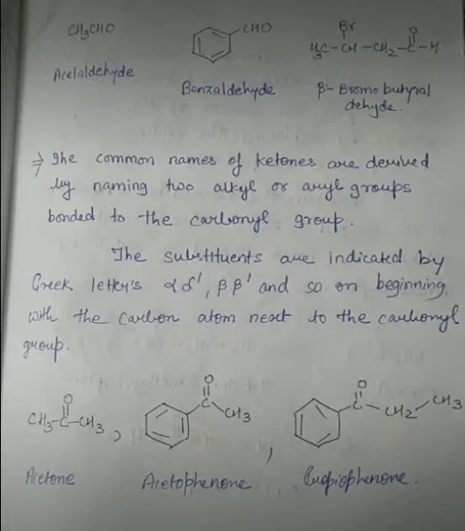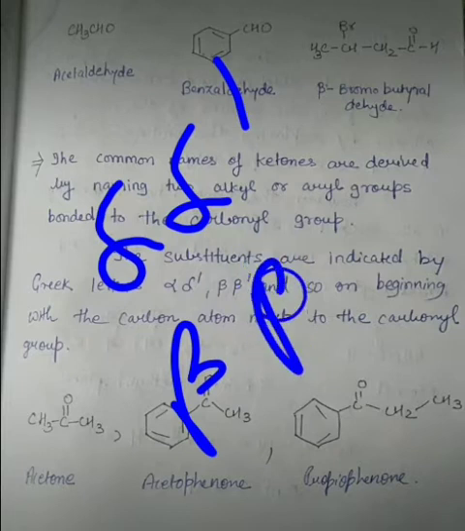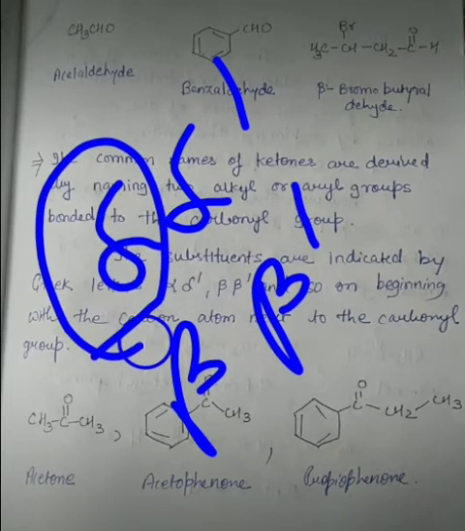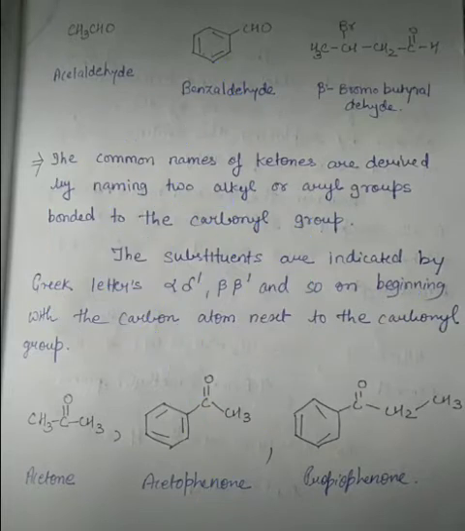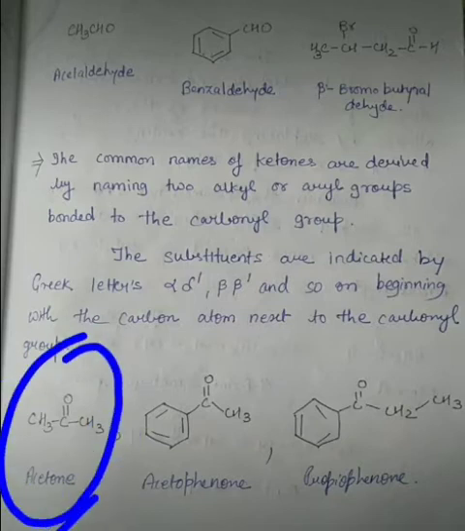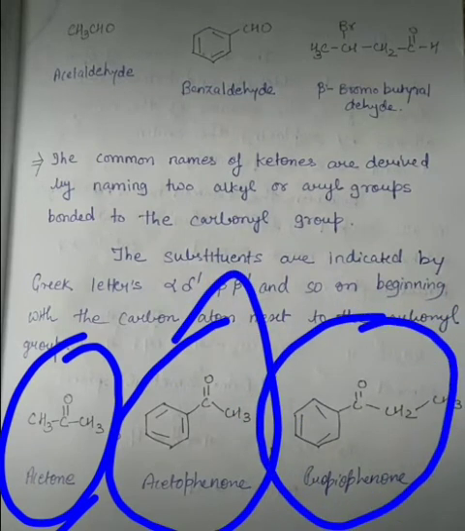Here in the case of ketones, you have to give the substitution as alpha, alpha dash, and beta, beta dash. Alpha and alpha dash are the carbons adjacent to the carbonyl carbon on the first and second alkyl groups, and beta is on the first alkyl group and beta dash on the second alkyl group along the carbonyl carbon. Now students, you can see a few examples. Here it is commonly known as acetone. Here it is known as acetophenone, and for this it will be propiophenone.